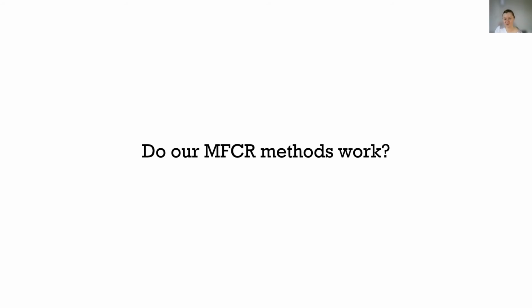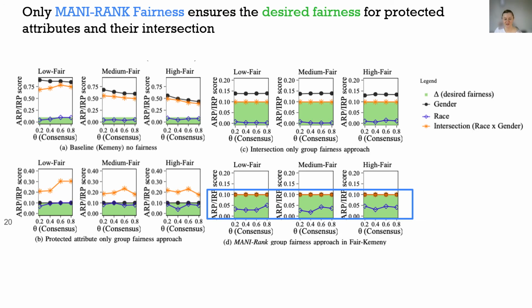So do our MFCR methods work? Highlighting an experiment from the paper, we find that only many-rank fairness ensures the desired level of fairness for both protected attributes and their intersection when compared to other fairness approaches. So on the top left, without considering any fairness whatsoever, we find that the protected attribute groups, such as gender, aren't treated fairly, nor are the intersections treated fairly. When considering only intersectionality, that is the top right, we find that certain gender groups aren't treated fairly. And when considering only the protected attribute groups, we find that the intersections aren't treated fairly.